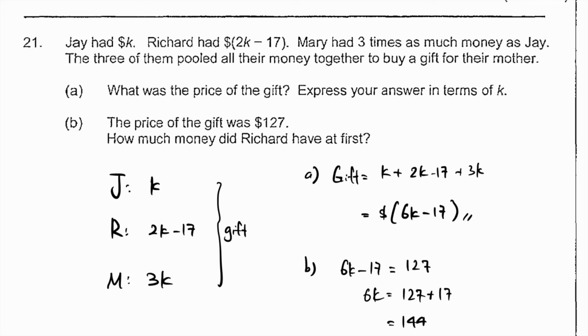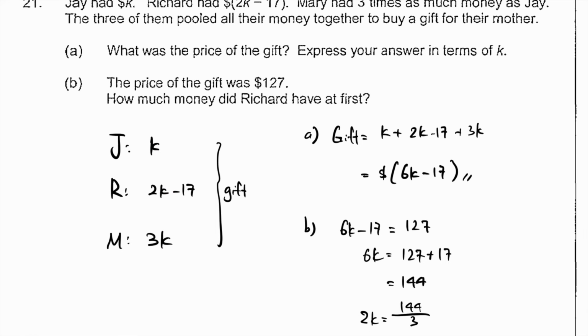J had K dollars, so make everything clear. J had K, Richard had 2K minus 17. Mary had 3 times whatever J had, so K times 3, 3K. And the 3 of them pooled their money together to buy a gift for their mother. What was the price of the gift? We're going to add all 3 together.